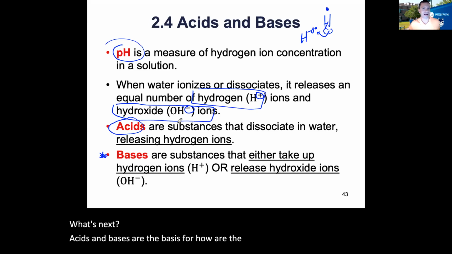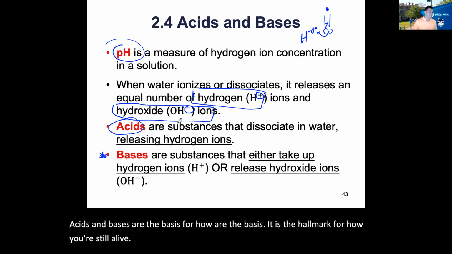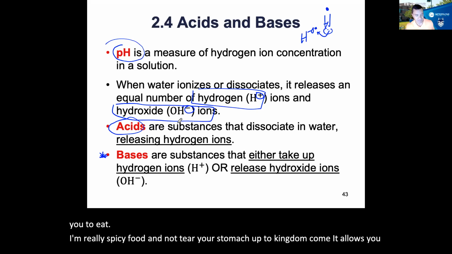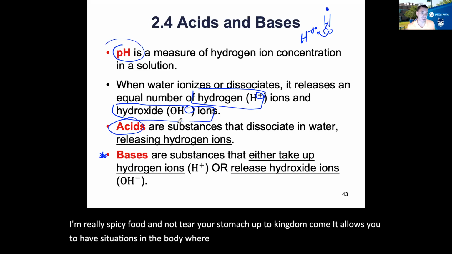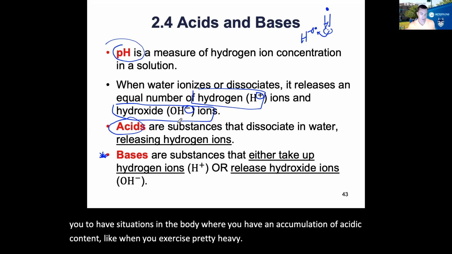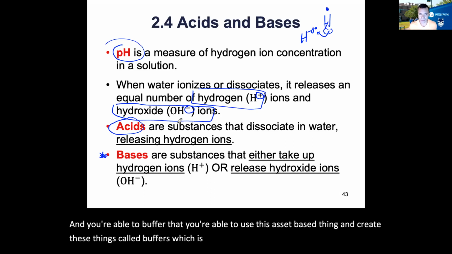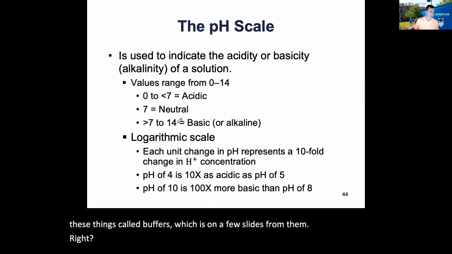Okay. Acids and bases are the hallmark for how you're still alive. It is this concept of pH and the acid-base balance within your body that allows you to eat really spicy food and not tear your stomach up to kingdom come. It allows you to have situations in the body where you have an accumulation of acidic content, like when you exercise pretty heavily, right? And you're able to buffer that, okay? You're able to use this acid-base thing and create these things called buffers, which is on a few slides from now, all right? So this concept of acid and base is the basis for how you're still alive.